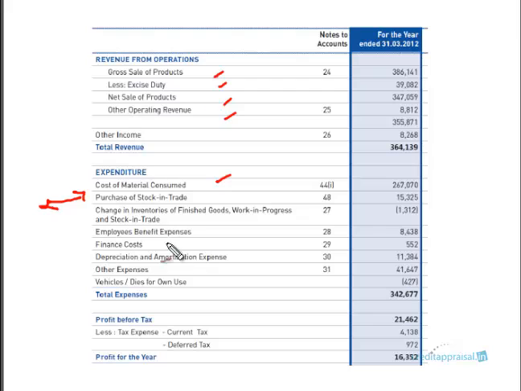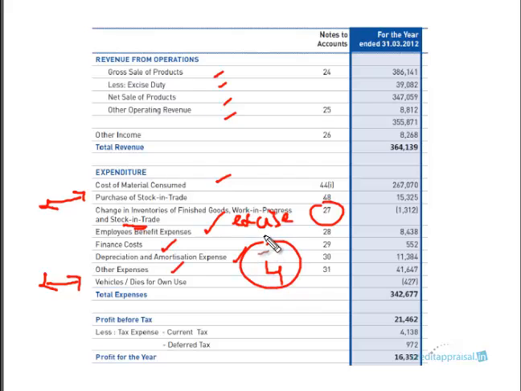And under change in inventory, right? There's something called stock in trade. So that also we have to enter. Employees, finance cost, depreciation, all this. Here, vehicles, dies for own use. This we didn't consider, right? So here in this schedule 27, there are a couple of items which we didn't discuss, right? So there'll be something on stock in trade, and also there's some excess adjustment. If you remember, there's some excess adjustment. So there are totally 4 items which we didn't discuss.